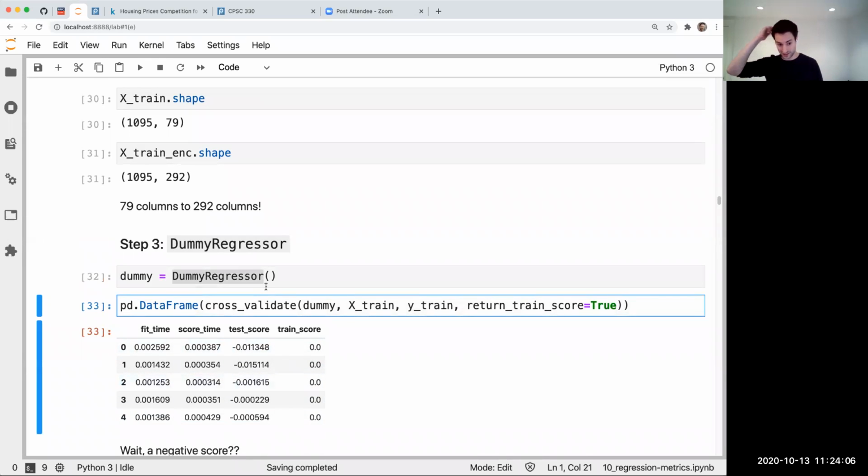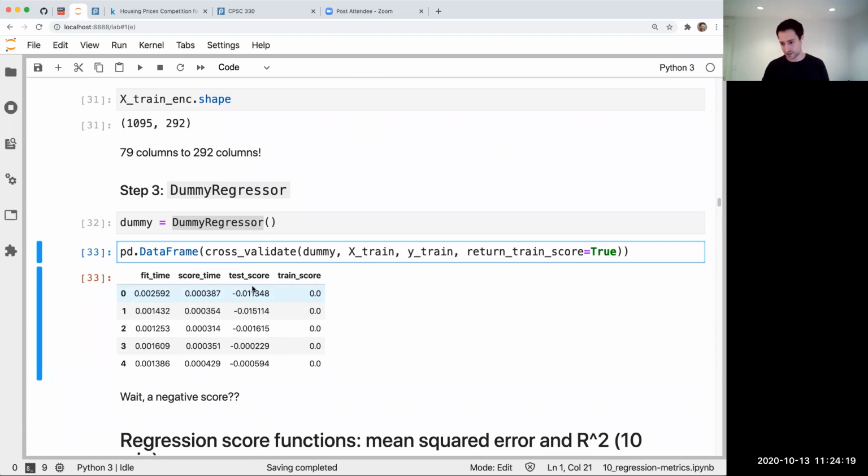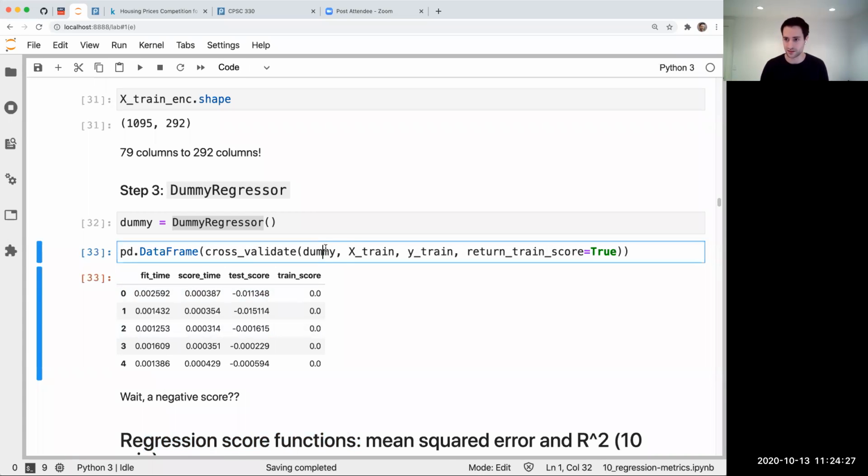And we've never seen a negative score before because we've always been doing classification where the scores were things like accuracy or precision between 0 and 1. But with regression, we cannot really use the same types of scores because the truth is a number and we're predicting a number. And so that's the next thing we're going to talk about: regression score functions. But first, any questions?